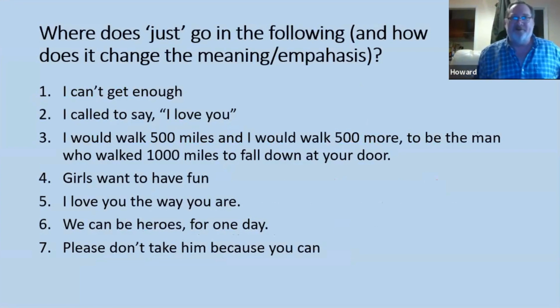I would walk 500 miles and I would walk 500 more just to be the man who walked 1,000 miles to fall down at your door. Girls just want to have fun. I love you just the way you are. We can be heroes just for one day. And please don't take him just because you can.